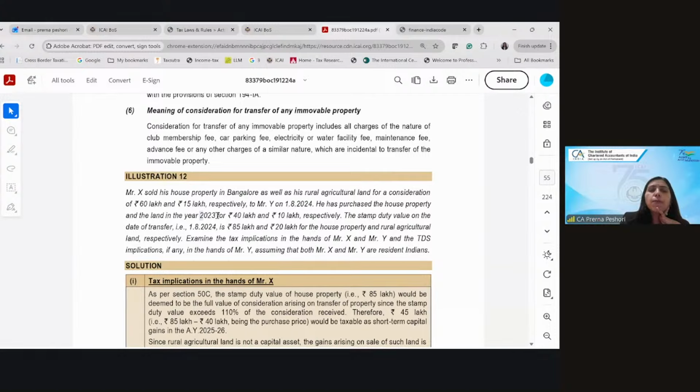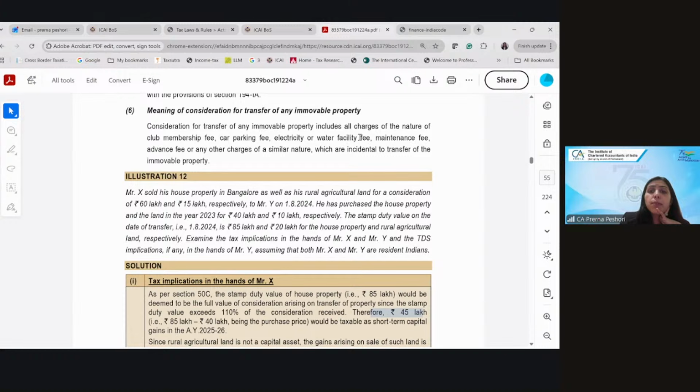What is the period of holding for the land? 24 months. 24 months, correct? So here this would be short term capital gain. So 45 lakh will be my short term capital gain.